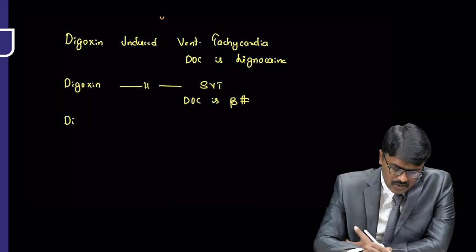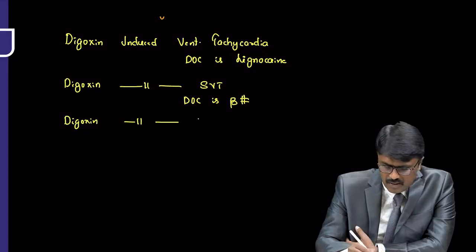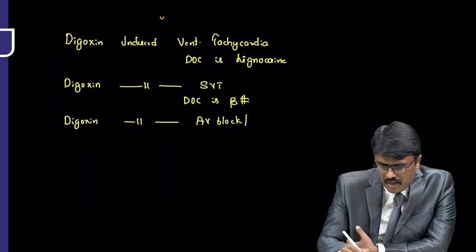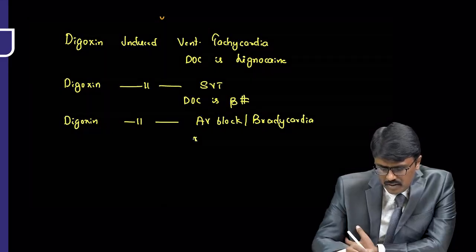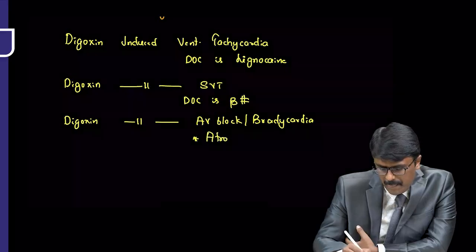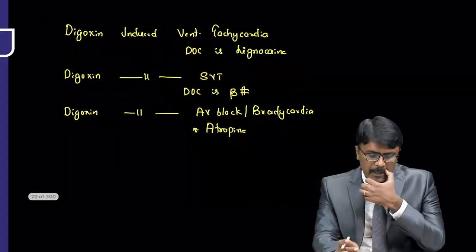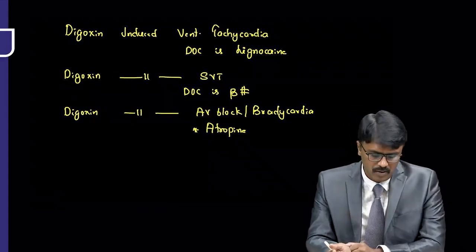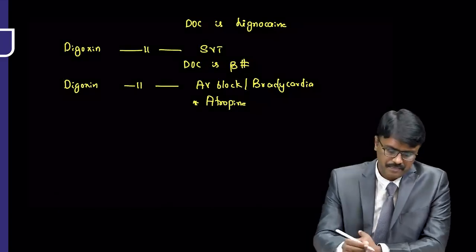If there is digoxin induced AV block or bradycardia, what do you use? The drug used is atropine. For digoxin induced ventricular tachycardia, the drug of choice is lignocaine. SVT, beta blocker. AV block and bradycardia, the treatment is atropine.